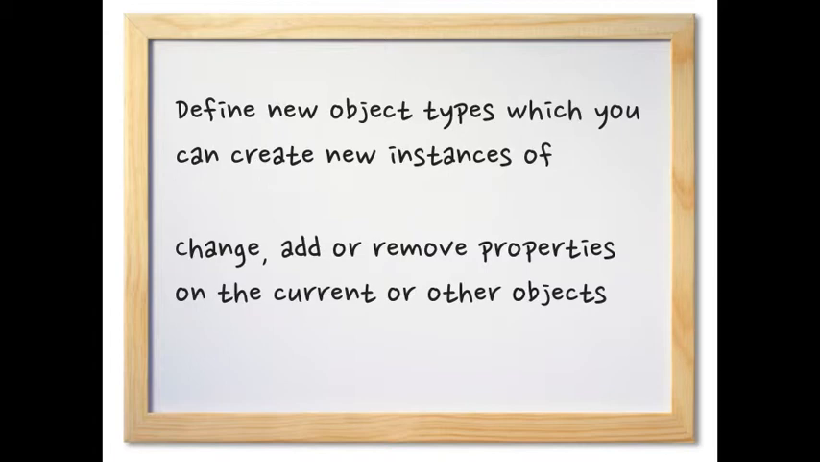So, functions do different things in JavaScript. You could say they can take on different roles. Defining a new object you can later instantiate is one of them. This is what we did now with the string object. We defined how a string should look and behave and used the new keyword to create new instances. The other role is changing, adding or removing properties on the current or other objects.